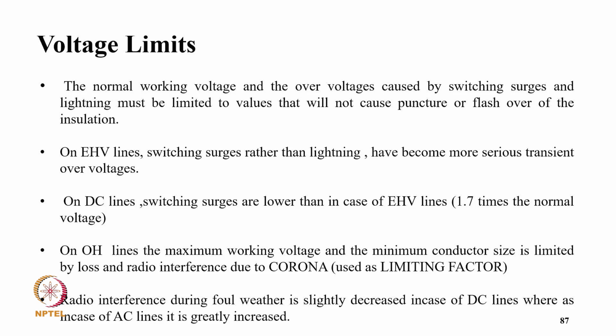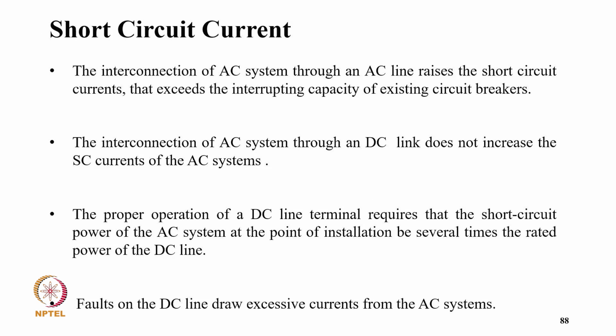On overhead lines, the maximum working voltage and the minimum conductor size are limited by loss and radio interference due to corona, which is used as the limiting factor. Radio frequency interference due to foul weather is slightly decreased in the case of a DC line, whereas in the case of an AC line it is greatly increased.